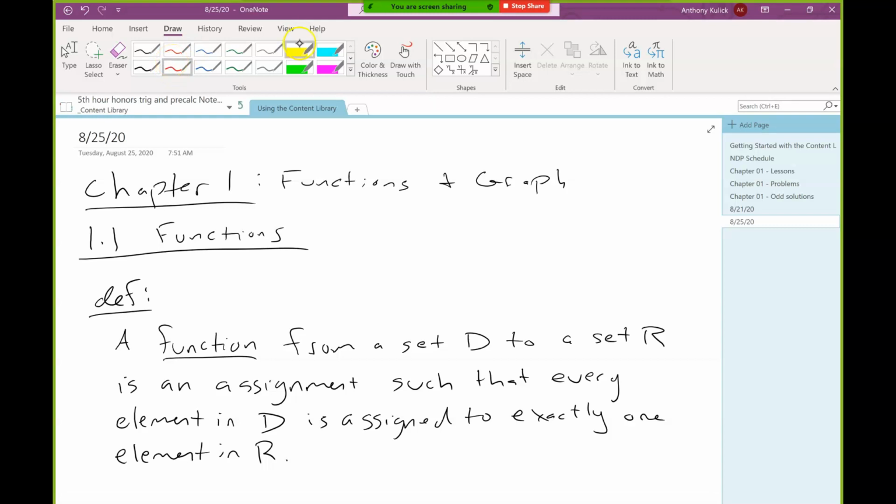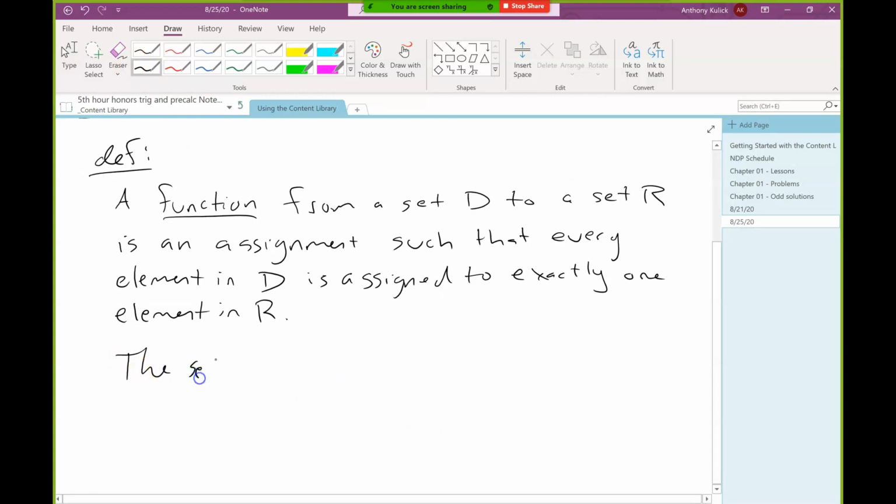Okay. So our technical definition: a function from a set D to a set R is an assignment, or sometimes we refer to it as a map or a pairing, such that every element in D is assigned to exactly one element in R. Using Krista's description here, the D is our set of inputs, and the R is our set of outputs. Now I chose the letters D and R as the names for our sets for a reason. What do we call the set D? The domain. And what do we call the set R? The range, right?